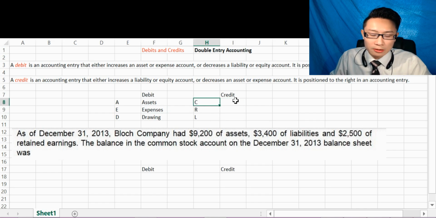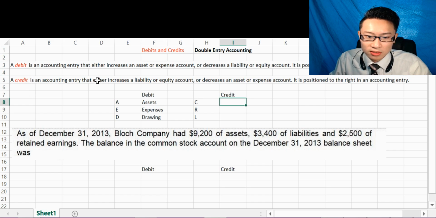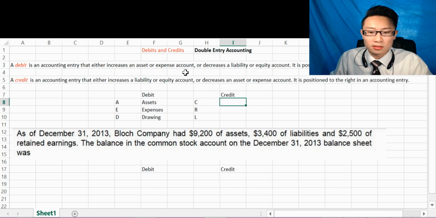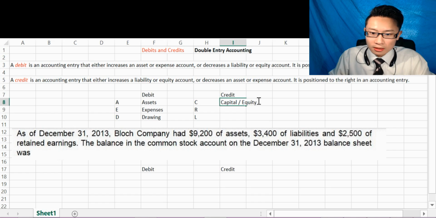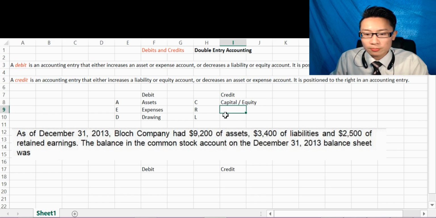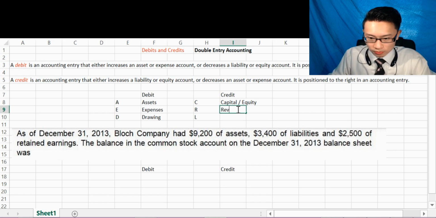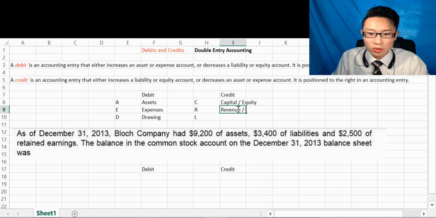And capital is also categorized in the category of equity. As we can see from this definition, a credit is an account entry that either increases a liability or equity account. So I just put C, which stands for capital. But this also means equity. And if you want to increase the company's revenue, you always put it in the credit account. Credit account is a revenue account. So I put revenue, and a lot of my students' questions have income, so I'm just going to put income here as well.